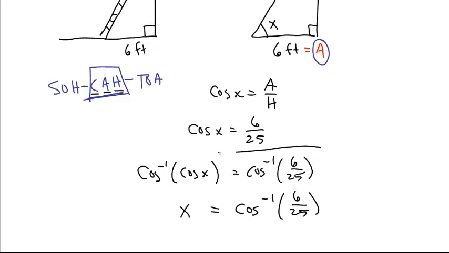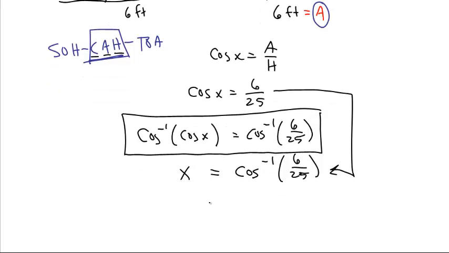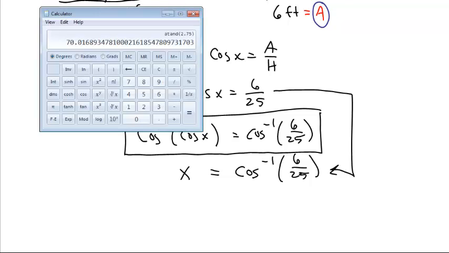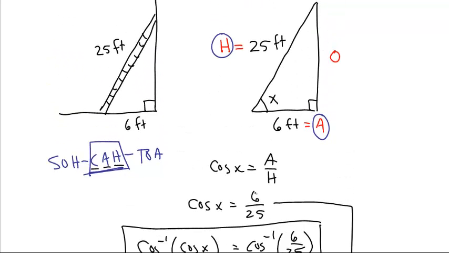This step is sort of a demonstration, the sort of thing that a math professor likes to talk about, but there's no reason why a reasonable person couldn't go straight from there to there. If the cosine takes x to this, then the inverse cosine takes 6/25 back to x. And we just plug this into a calculator: 6 divided by 25 equals, inverse cosine, 76.11 degrees. x is approximately 76.11 degrees. That is the angle that this ladder makes with the ground.